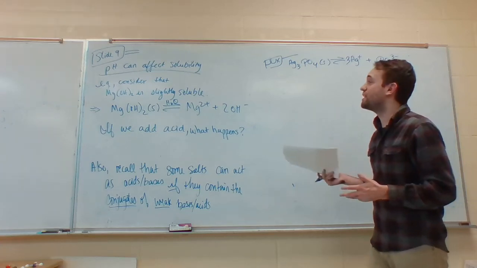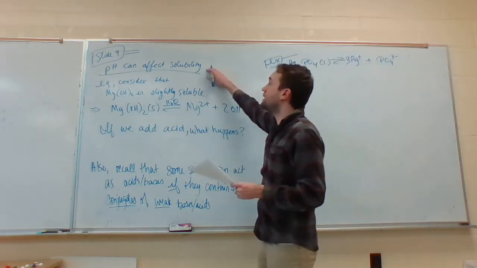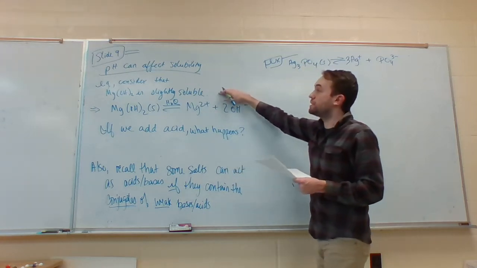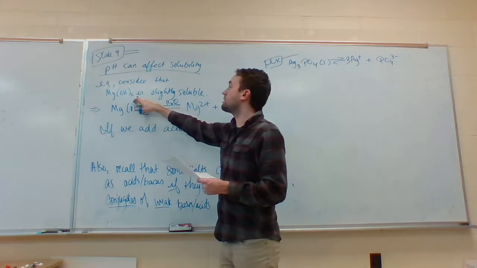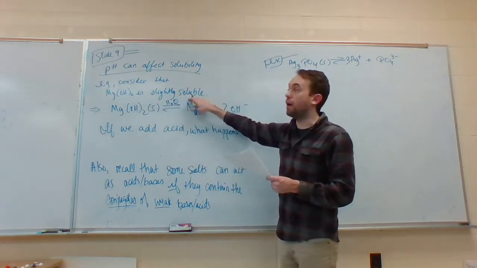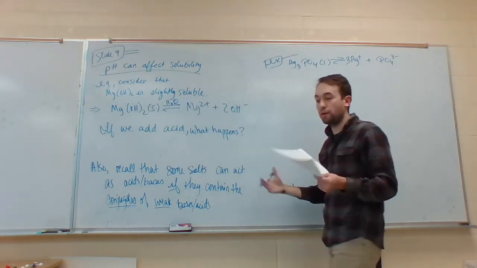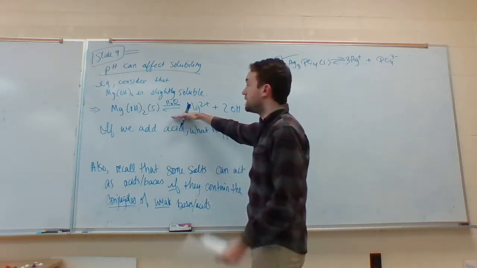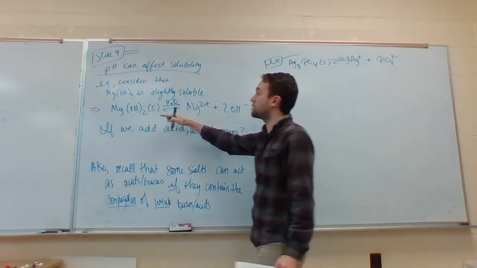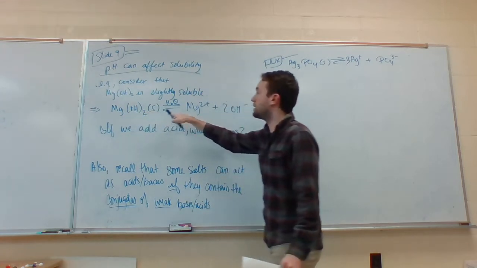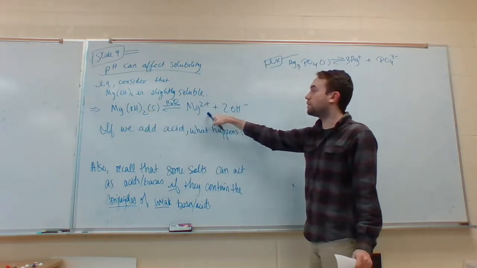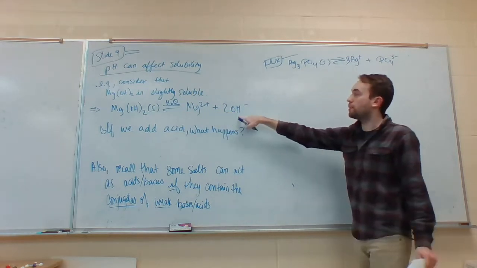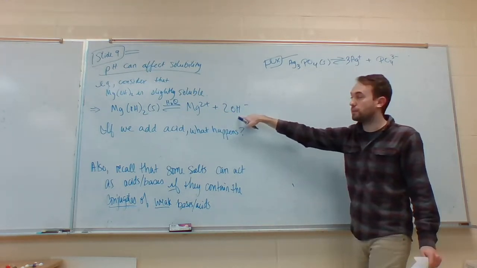All right, so the next topic that I wanted to discuss is that pH can affect solubility. Let's consider the fact that magnesium hydroxide is slightly soluble. We know that hydroxides are sparingly soluble, so they're not going to completely dissociate. That means we're going to have an equilibrium for this reaction, where magnesium hydroxide added to water will form an equilibrium with magnesium 2+ and 2 hydroxide ions.